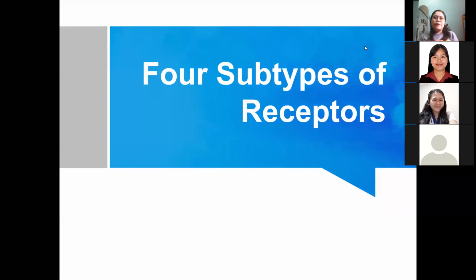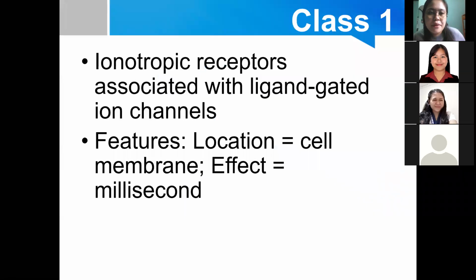Wala? Okay, so we have 4 subtypes of our receptors. The first one is we call it class 1. Class 1 receptors, or specifically, taas kayo niyang pangalan: ionotropic receptors associated with ligand-gated ion channels. Pero kung pwede na po siya i-simplify, ionotropic receptors lang sila or class 1.